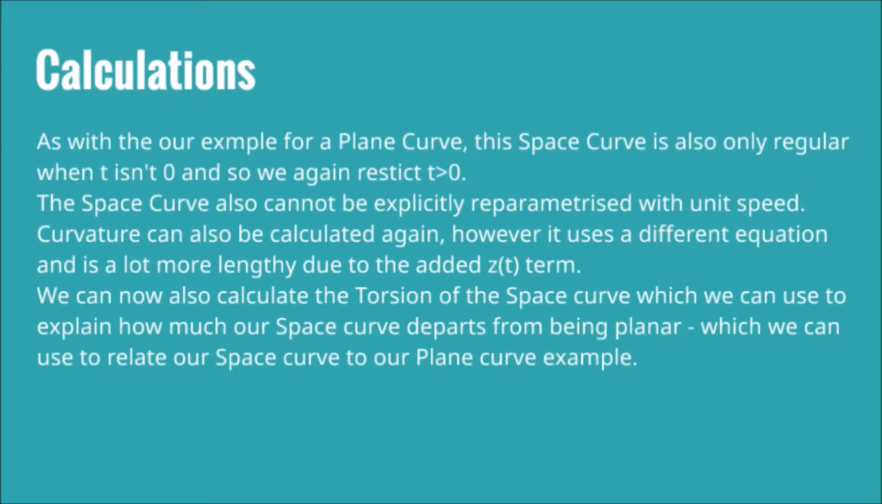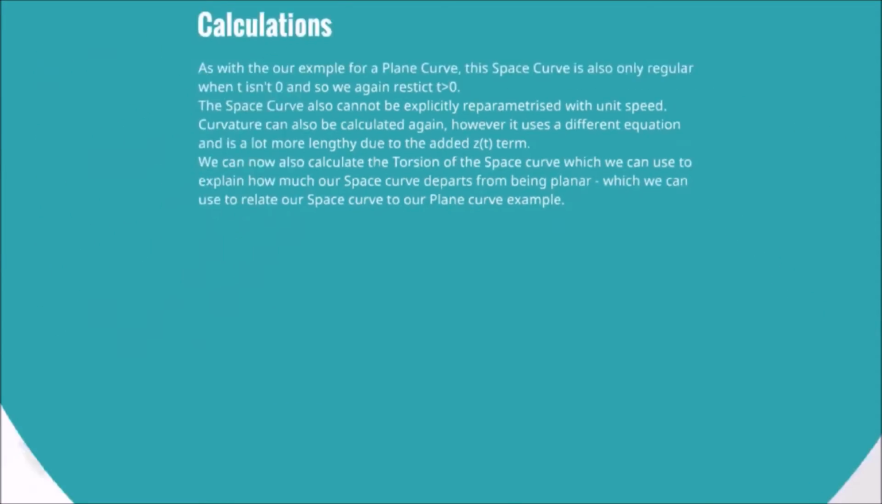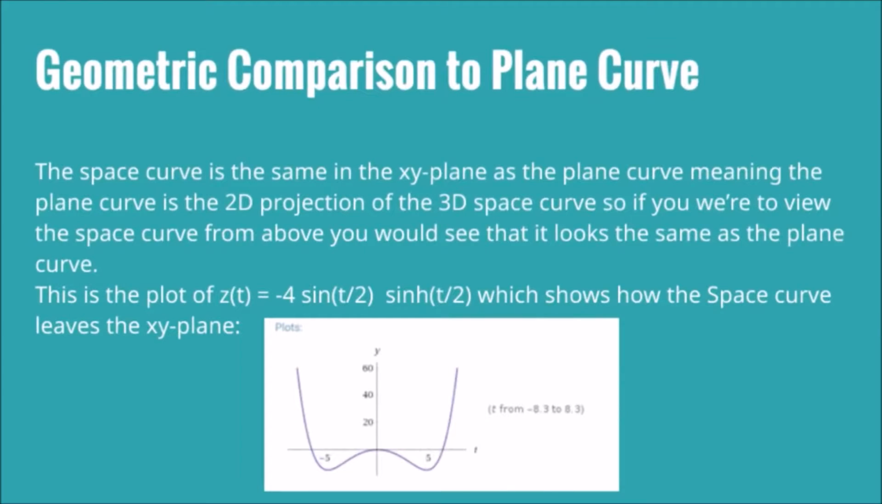It could also not be reparameterized with unit speed explicitly. Using the new equation for curvature and torsion, those could be calculated too, torsion specifically helping show how much the space curve departs from being planar. Here is shown the geometric comparison.